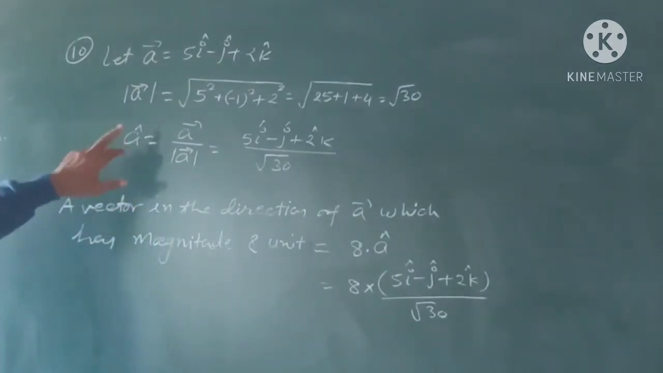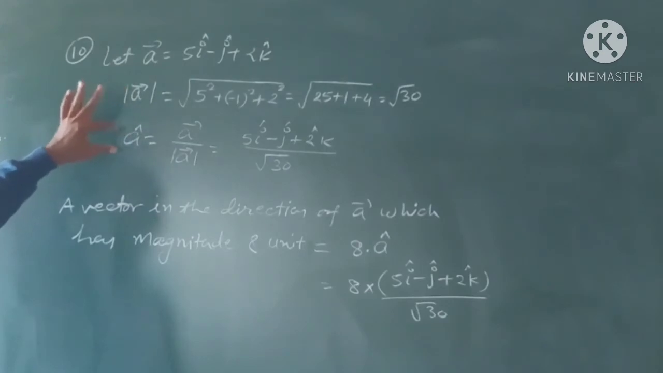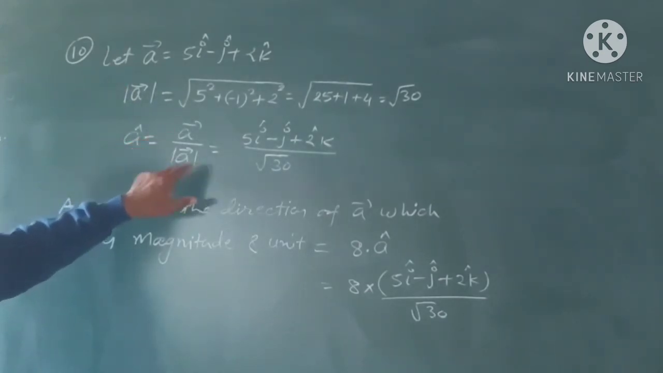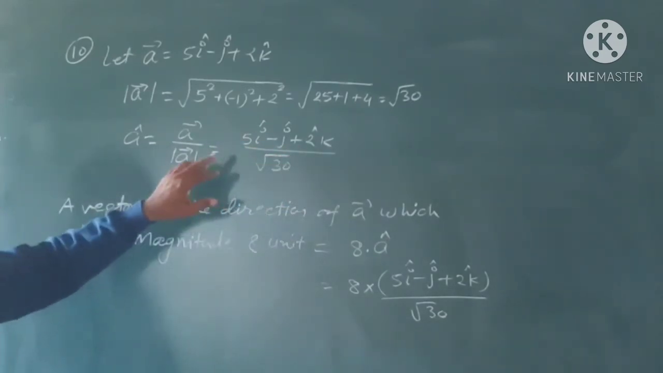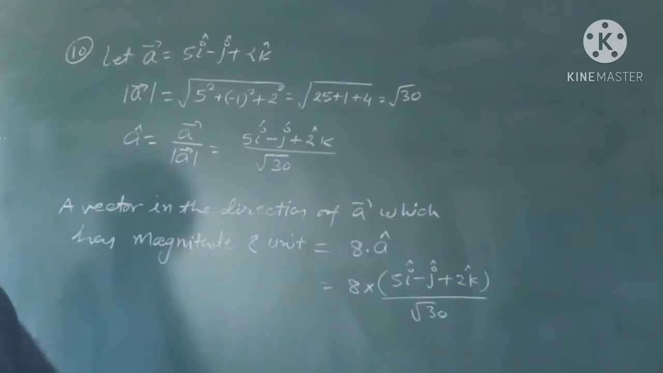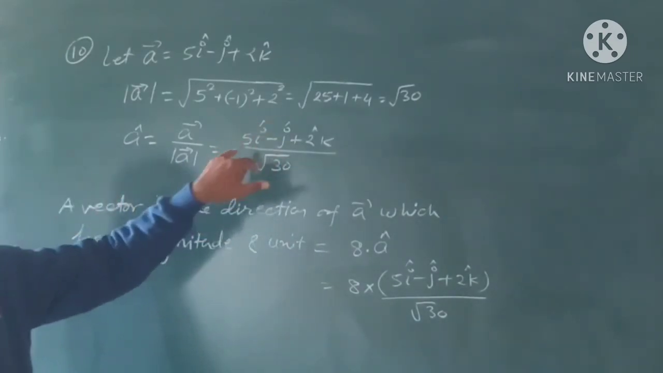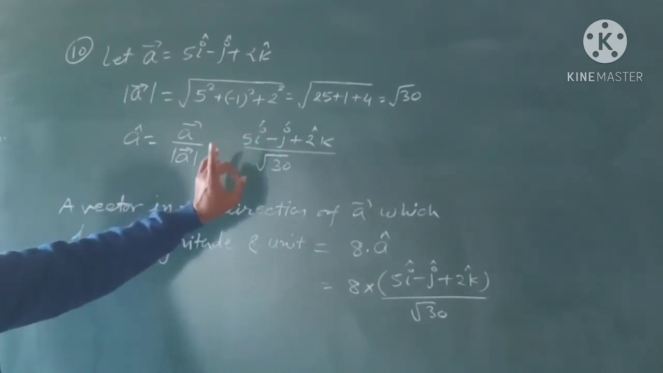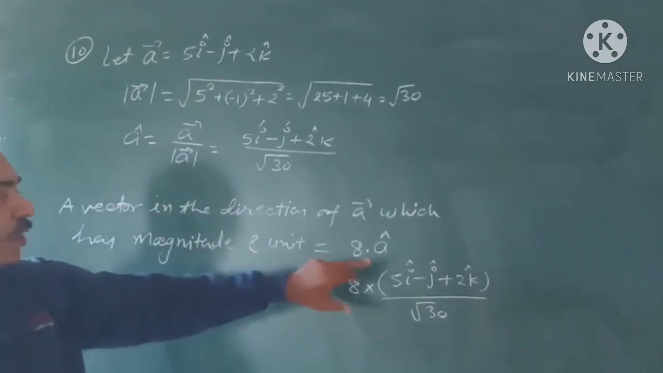Now find A cap. A cap means in the direction of vector A, find a unit vector. So A cap is vector A divided by mod of A, it means 5i minus j plus 2k divided by root 30. So since it is a unit vector and we want a vector which has magnitude 8 units, multiply this vector by 8. This is a vector which has only 1 unit magnitude, and we want only 8 units magnitude.